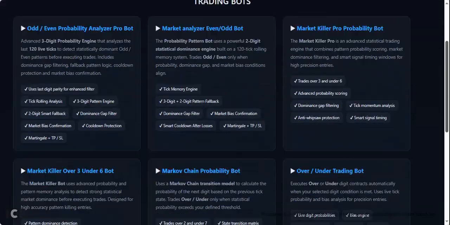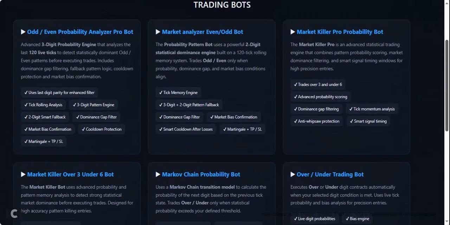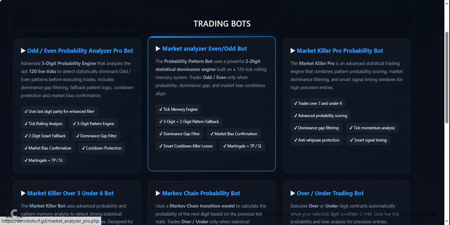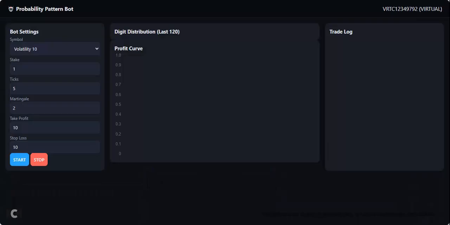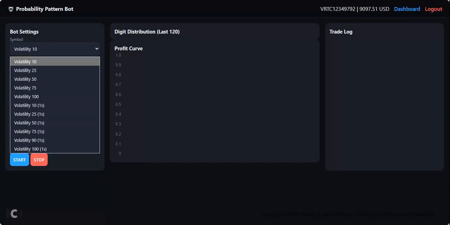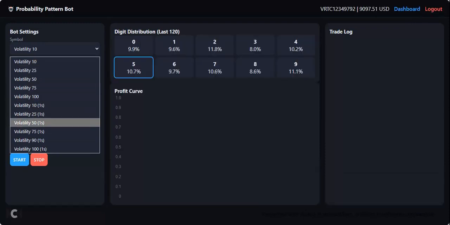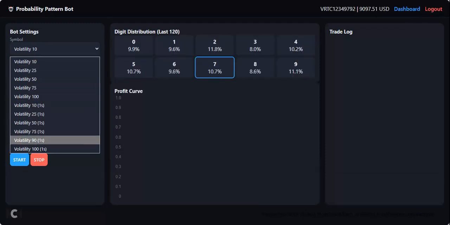What if you could analyze market digit patterns and make data-driven trading decisions in seconds? In this video, we're taking a look at a market analyzer even odd bot that tracks probability patterns and helps traders identify potential opportunities in real time.